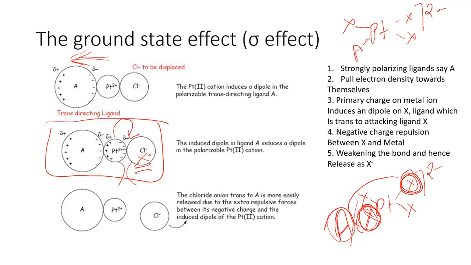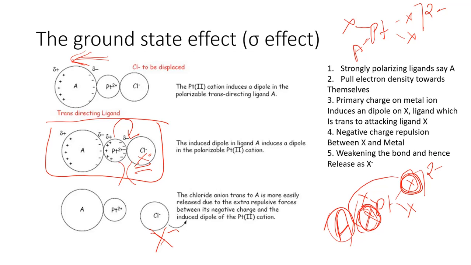Repulsion with the platinum 2 plus occurs due to this induced negative charge, because the anion is already negatively charged, and due to the induced dipole the negative charge has been established, so the repulsion occurs. Due to this repulsion, the platinum-X bond, or the platinum-chlorine bond, or you can say the bond between the central metal atom and the ligand which is trans to A, that is, trans to the attacking ligand, would be weakened, and therefore X minus will be released very easily. In this example the chloride is released very easily.